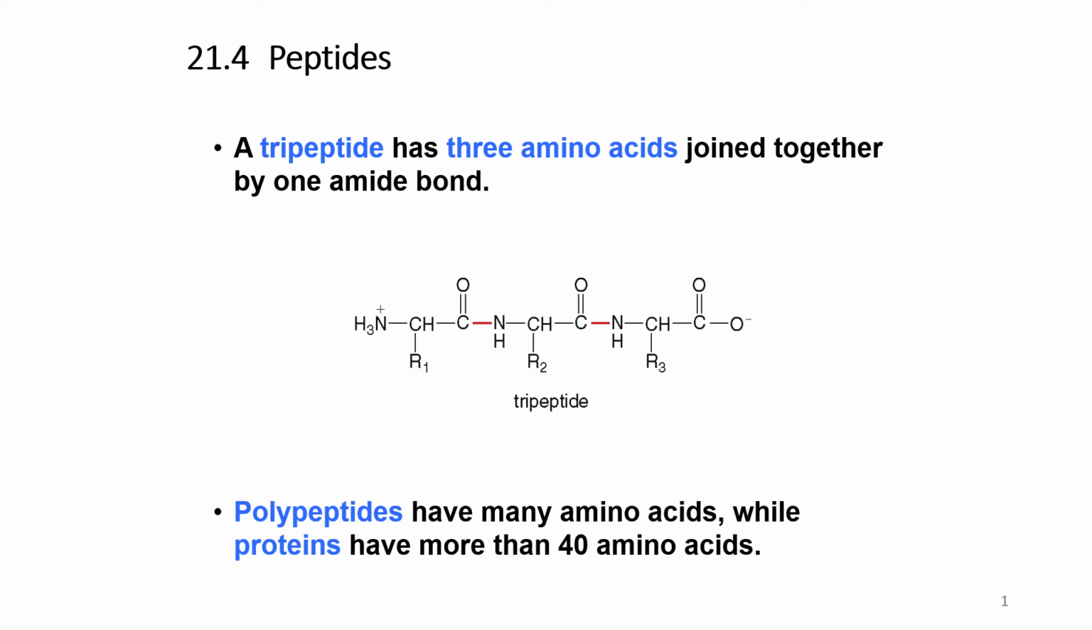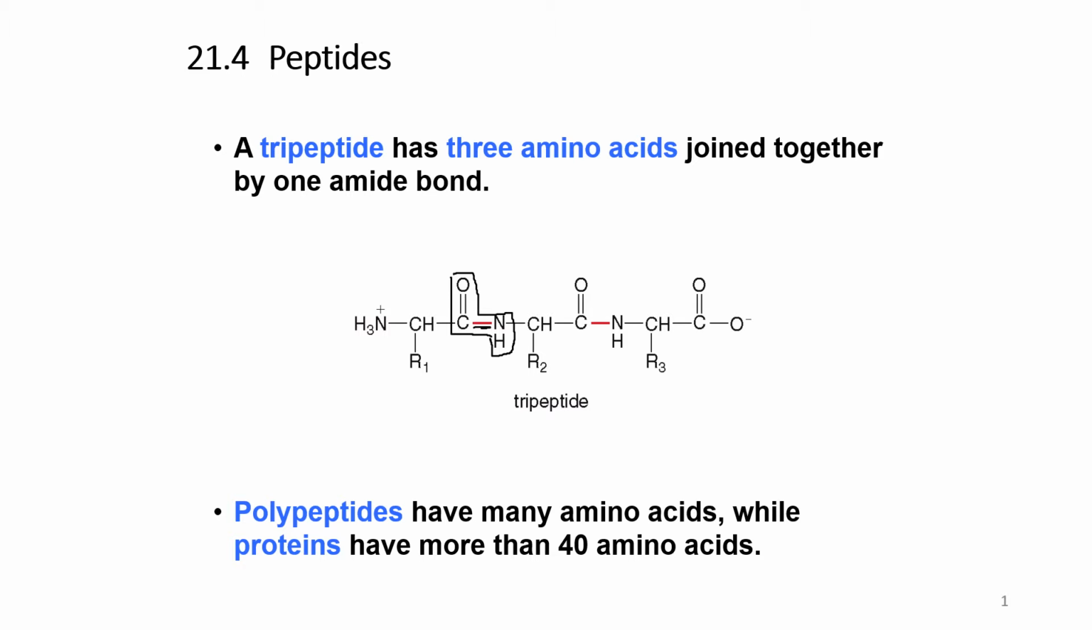So now we're going to talk about peptides, which are molecules that have amino acids joined together. A tripeptide has 3 amino acids, and the amino acids are linked by what is called a peptide bond. And that, of course, is right here. So we have that carboxyl terminus of one amino acid reacting with the amino terminus of the next amino acid. So this is that amide bond.